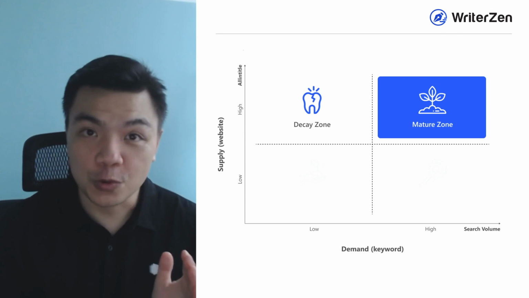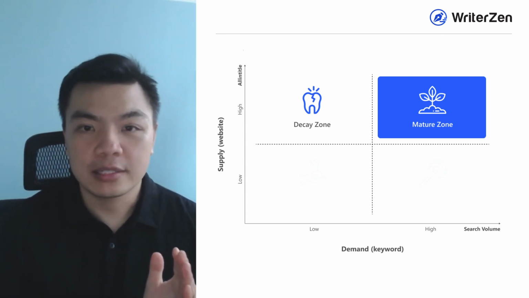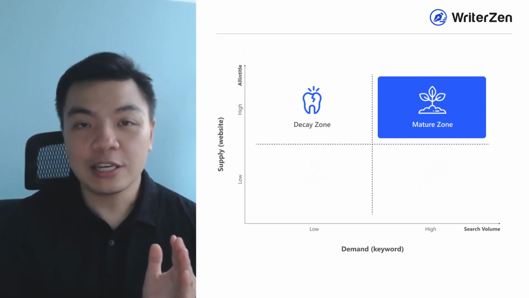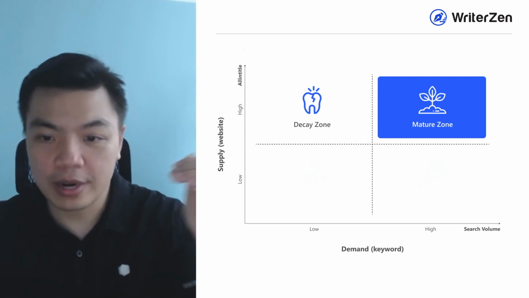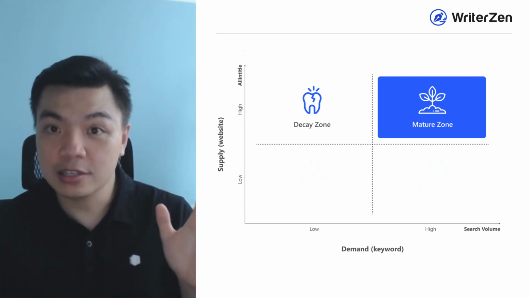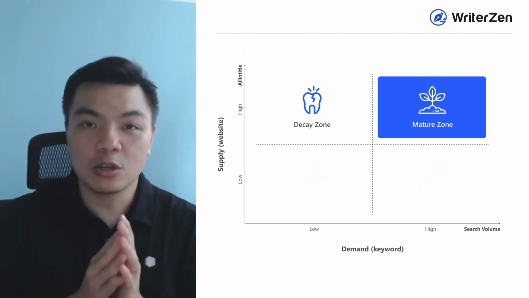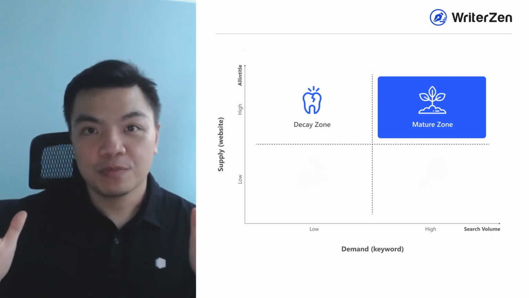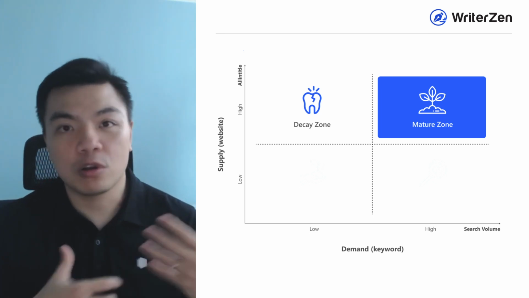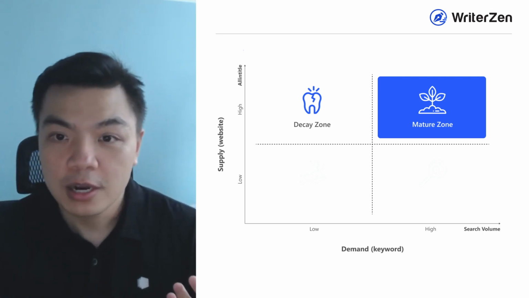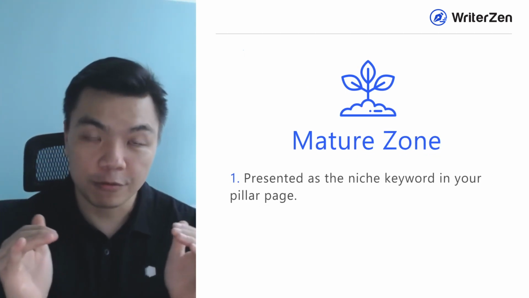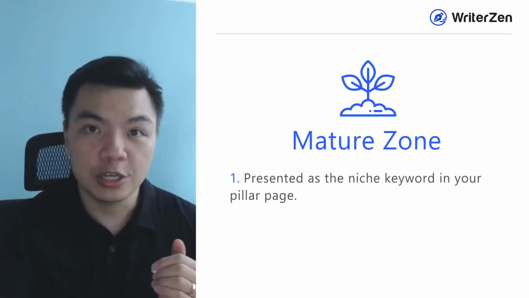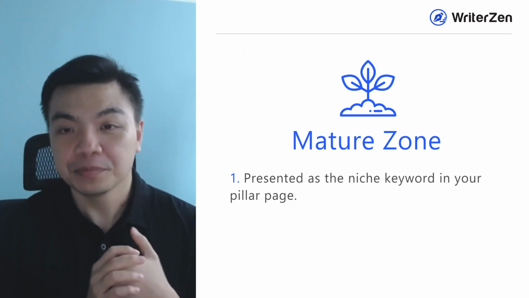Second is the mature zone. Mature zone essentially is all of the keywords that are high in allintitle and high in demand. So high in search volume. What it means is that there's a lot of people searching for this keyword, but there's also a lot of competitors knowing about this keyword, right? And so mature zone essentially is the shorter keyword form, and they are usually that niche keyword in the pillar page that you are targeting.